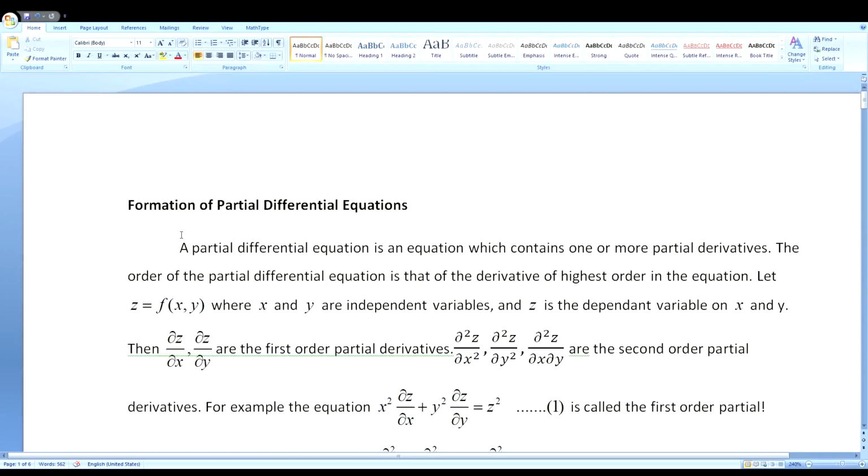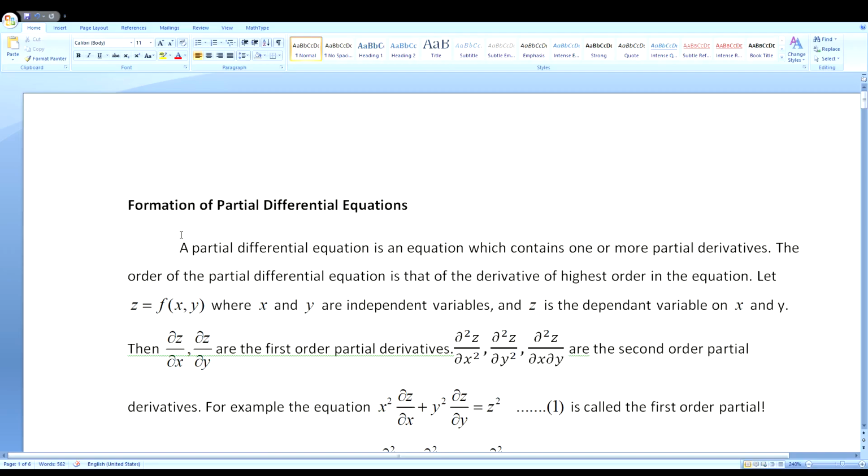Now we are going to see how to form partial differential equations. First, let us see what is a partial differential equation. A partial differential equation is an equation which contains one or more partial derivatives. The order of the partial differential equation is that of the derivative of highest order in the equation.